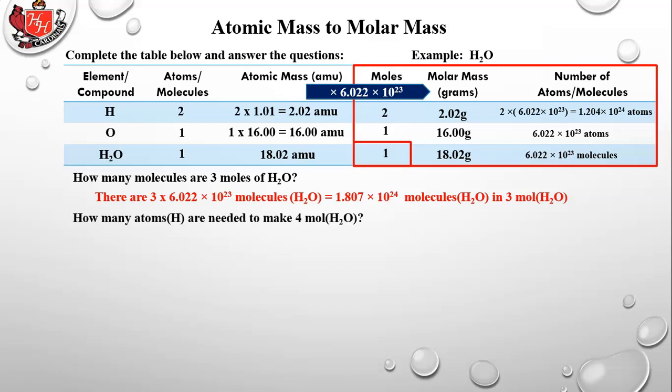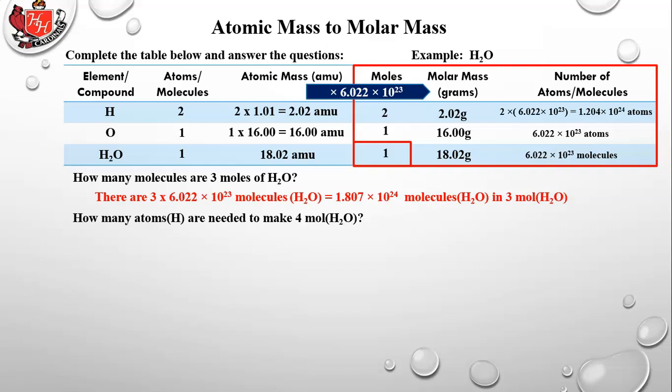How many atoms of hydrogen are needed to make 4 moles of H2O? So in 1 mole, this one gets a little more complicated. In 1 mole of H2O, you need 2 moles of hydrogen atoms. That's 2 times 6.022 times 10 to the 23rd.